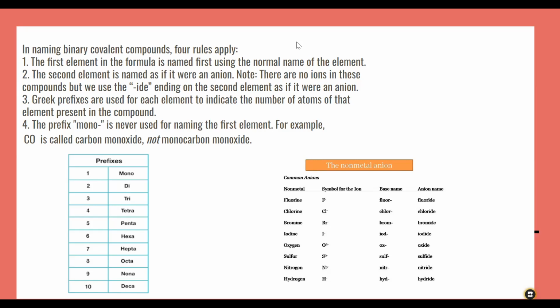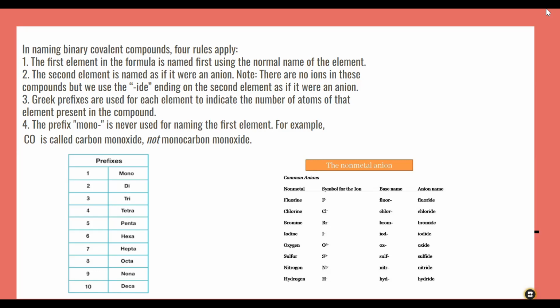So in naming covalent compounds, you start by naming the first element in the formula. You have a formula; we'll do the example later. You will name the first element in the formula, just the way the name is in the periodic table. Then you name the second element. Remember, it's binary. That means it has 2 elements. So you name the first element first, and then the IDE name of the second element.